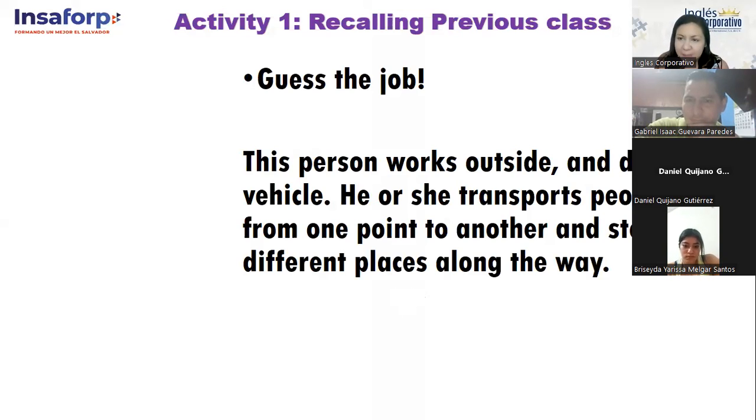We studied about jobs last class. You remember? We learned different jobs. So right here, there is a description of a job. It says, this person works outside and drives a vehicle. He or she transports people from one point to another and stops in different places along the way. So what is this job?